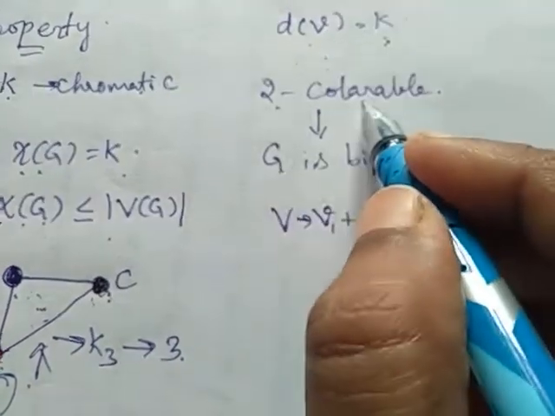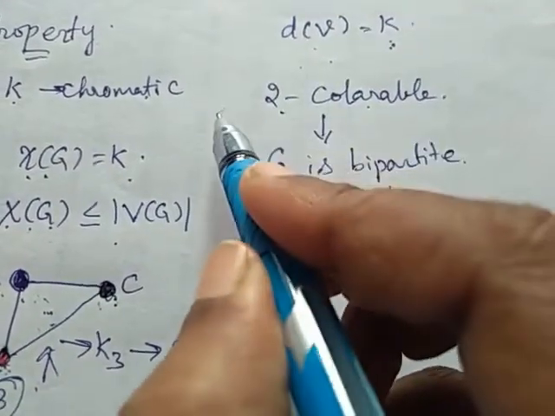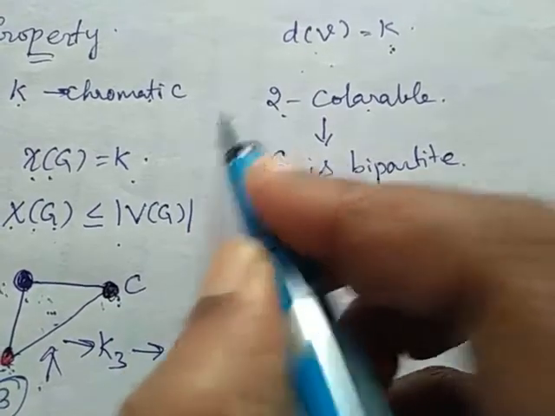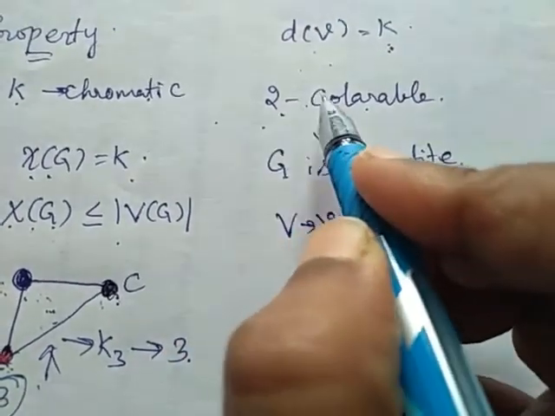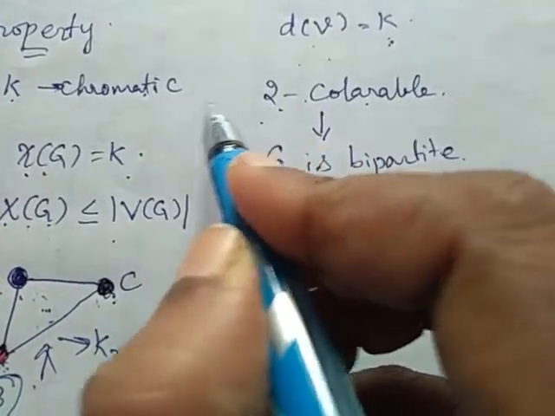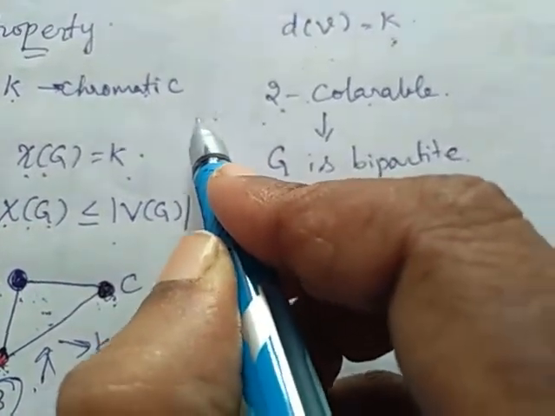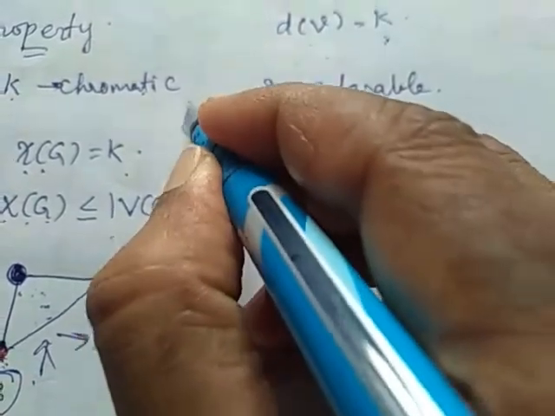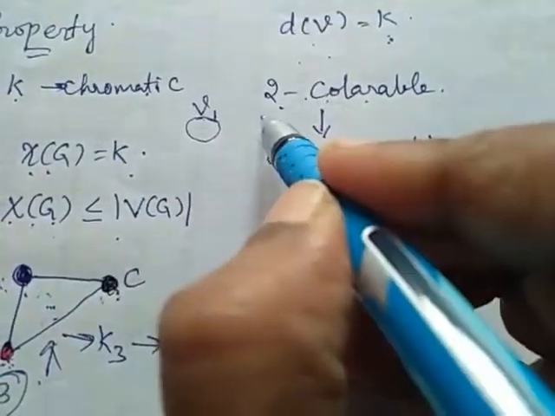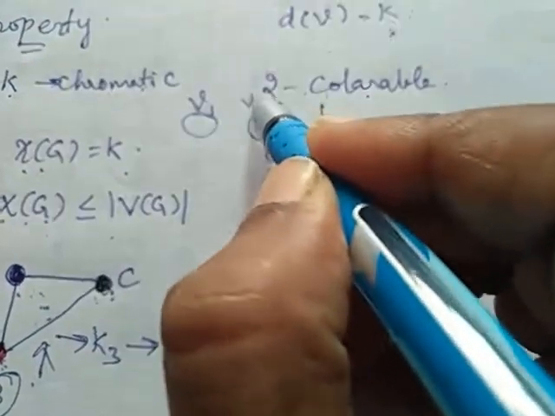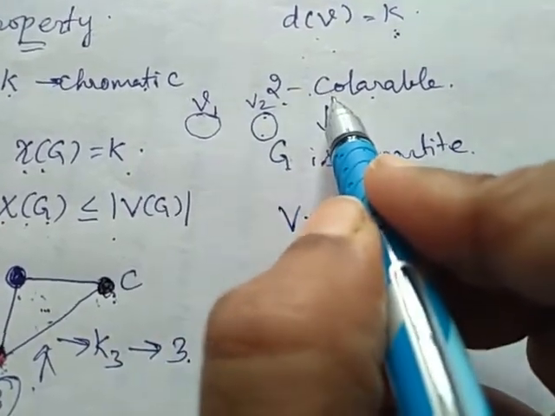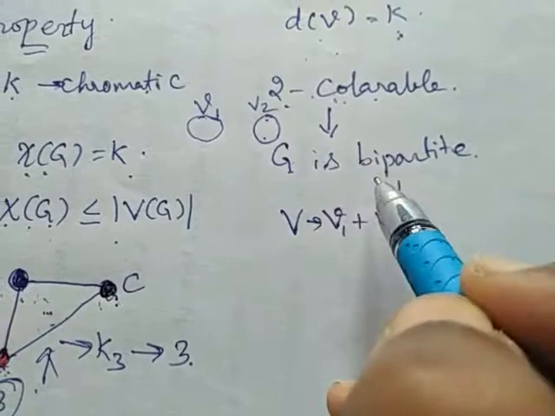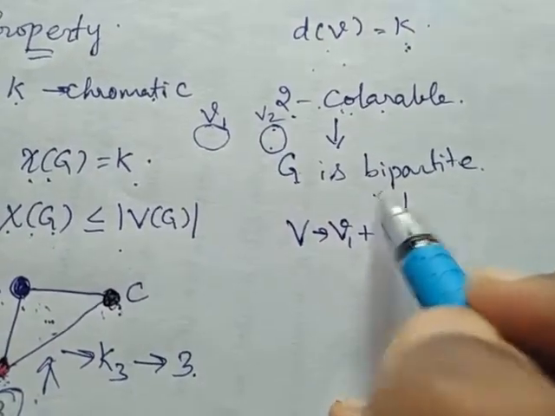So, if it is two colorable, the first color vertex is not adjacent to the second color vertex. Therefore, all the first color vertices we can take as one group V1, and all the second color vertices we can take as the second group V2. So, whenever a graph is two colorable, G is bipartite.